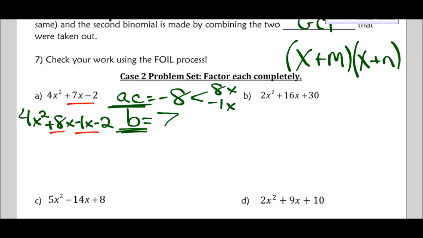Now we're going to group the terms. This is one group, and this is the second group. I'm going to factor the greatest common factor out of these two, and the greatest common factor out of these two. What's the biggest thing I can factor out of these two? I have an x squared and an x, so I'm going to take out 4x. This turns into just x. This turns into plus 2.